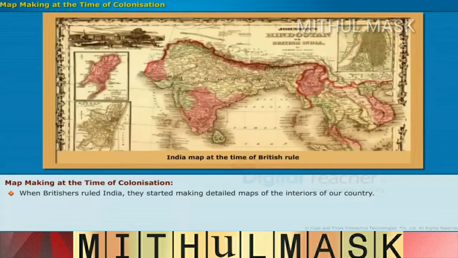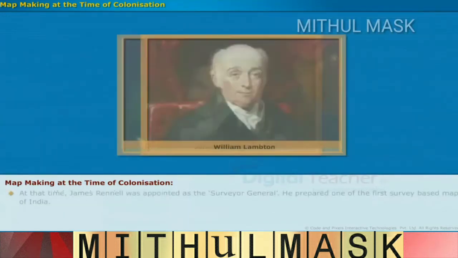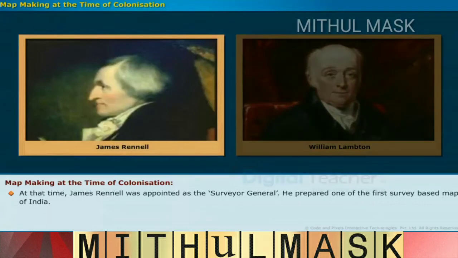When the British ruled India, they started making detailed maps of the interiors of our country. To carry out the survey processes in our country, they established a department called Survey of India. At that time, James Rennell was appointed as the Surveyor General. He prepared one of the first survey-based maps of India.